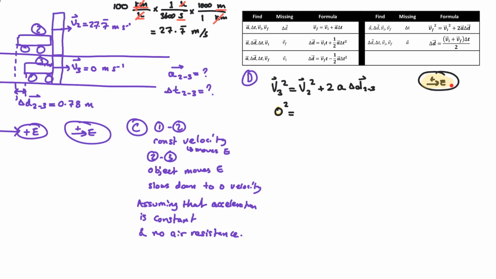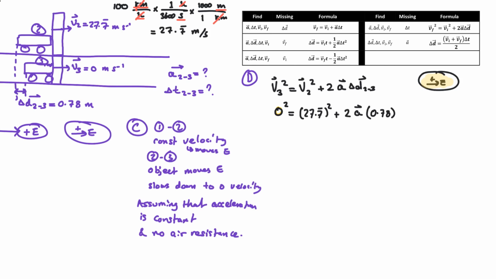That's same as my positive, so I'm going to use a positive value here. This is going to be 27.7 repeated squared plus 2. The acceleration is what I'm trying to find, so I'm just going to leave it as A. For my displacement, my cart is displacing from 2 to 3 in the right direction. Since it's displacing to the right and my right is also my positive, I'm going to use a positive value here of 0.78.